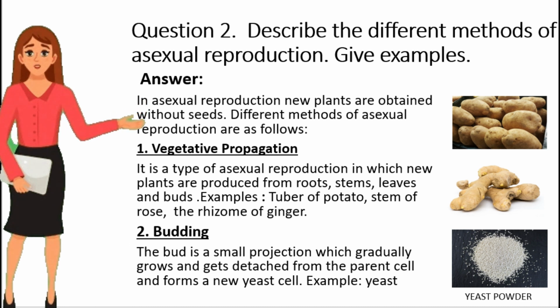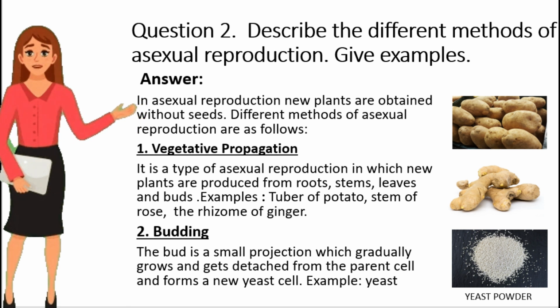Different methods of asexual reproduction are as follows. 1. Vegetative propagation. It is a type of asexual reproduction in which new plants are produced from roots, stems, leaves and buds. Examples: tuber of potato, stem of rose, the rhizome of ginger. 2. Budding. The bud is a small projection which gradually grows and gets detached from the parent cell and forms a new yeast cell.